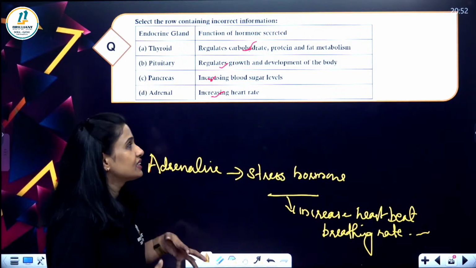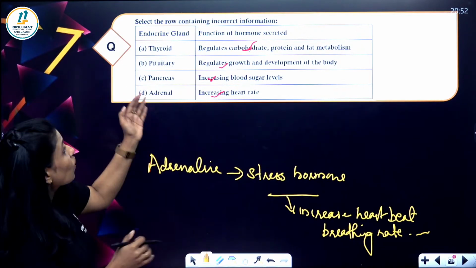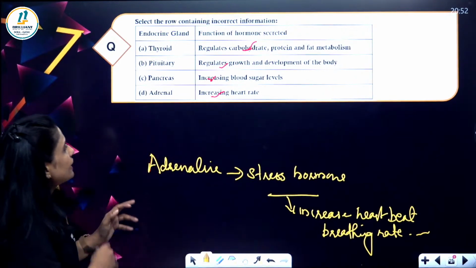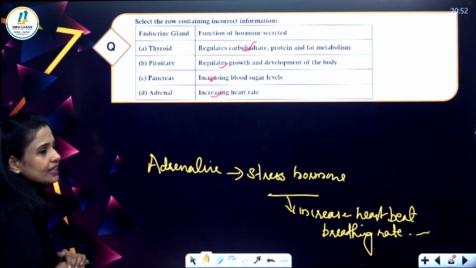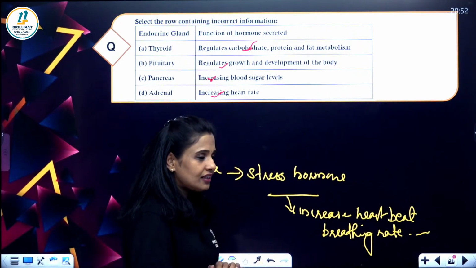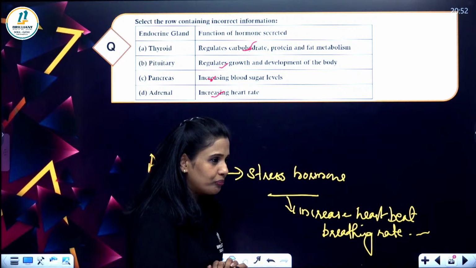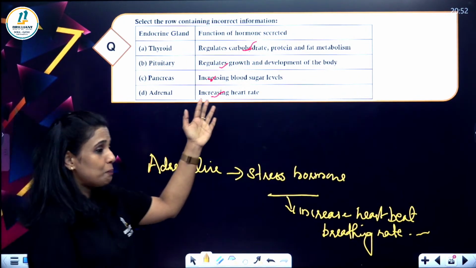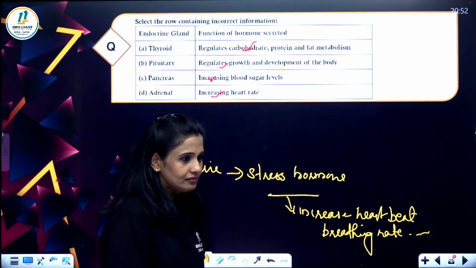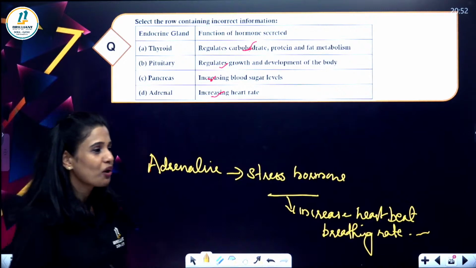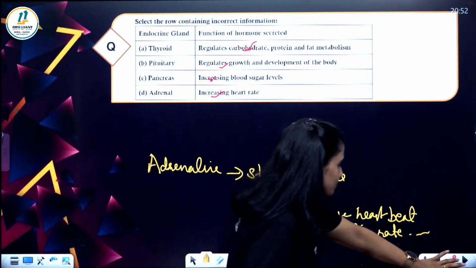So which row contains the incorrect information? Yeah, it is option C. Option C contains the incorrect information, that is pancreas increasing blood sugar levels. Pancreas increasing the blood sugar level. Okay, very good. Good response.